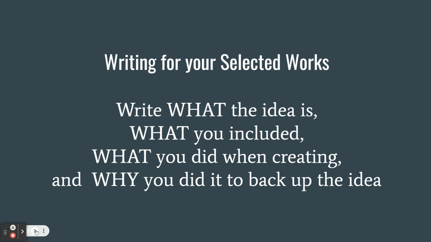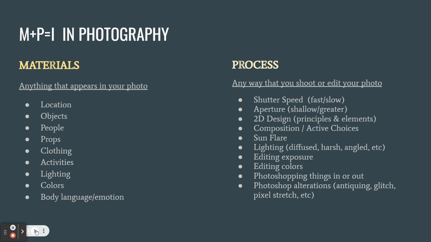And then writing for your selected works, it's what your idea is, what you included, what you did when you created, and why you did that to back up the idea. It's very similar actually to earlier with the SI. And again, your materials are anything that appears in your photo or your composition, and your process is you making all these active choices when you take your pictures in order to get your idea across. Or, painting and drawing, you're making choices about mark making and color and all kinds of things in order to get some kind of idea across.